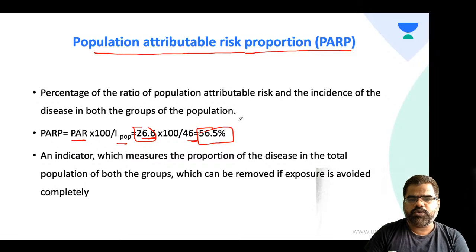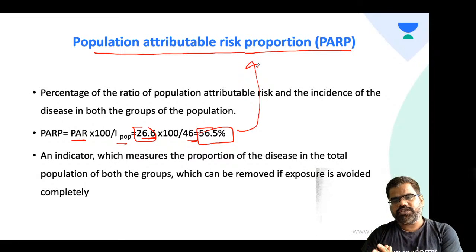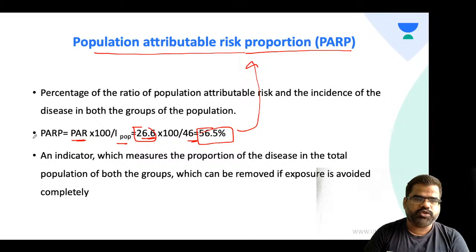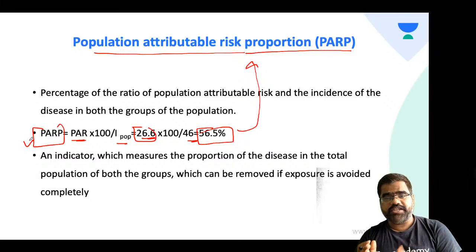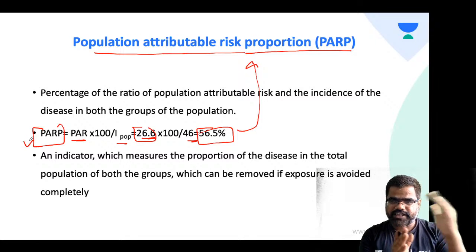So this is your population attributable risk proportion. Just out of incidence in total population, what is population attributable risk? I have expressed that in percentage. So that becomes population attributable risk proportion, right? So these are the different measurements which are done in a cohort study, starting with incidence in exposed and non-exposed.